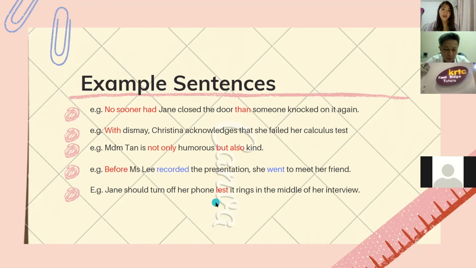So in this case, okay, whenever you do a lest question, you replace the word lest with in case to see if it flows. Okay, so Jane should turn off her phone in case it rings in the middle of her interview. Okay, so what's the bad thing she's trying to prevent here? The phone ringing in the middle of the interview, and the thing that she needs to do to prevent that, turning off her phone. Okay, so just replace it accordingly. Okay, if not, you can also use the phrase in the event of. Okay, they all have similar meanings.